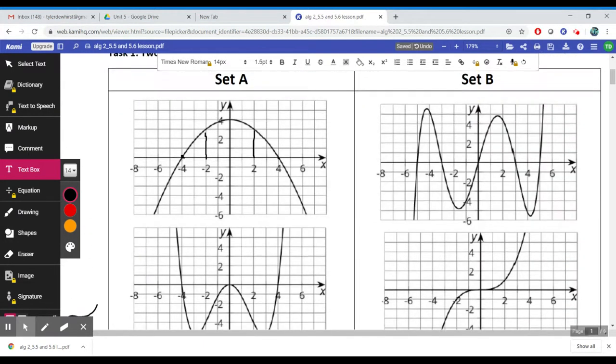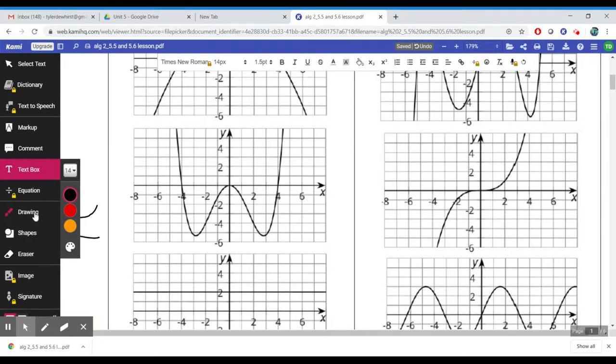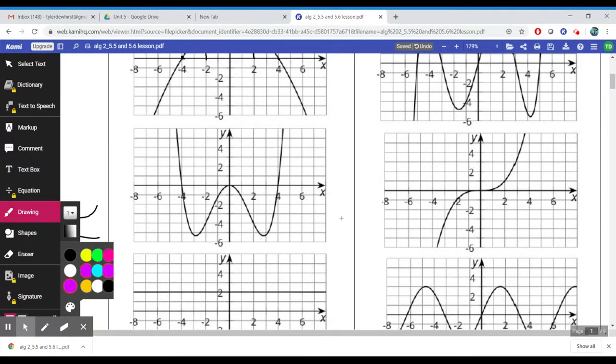So let's go ahead and take a look at some of our odd graphs here. I'll use purple for drawing. Hopefully that'll be a little bit easier to see. So if we were to take, say, any input, we'll go ahead and look at f of 2 on this graph.